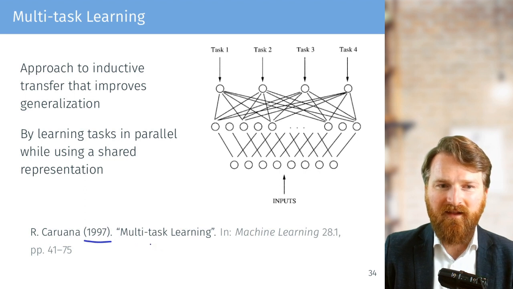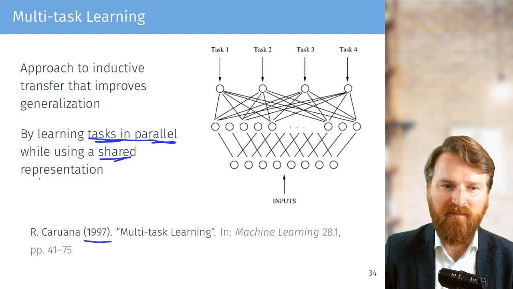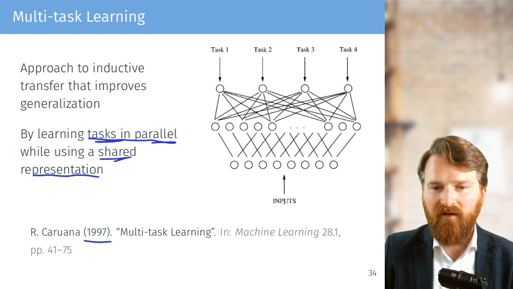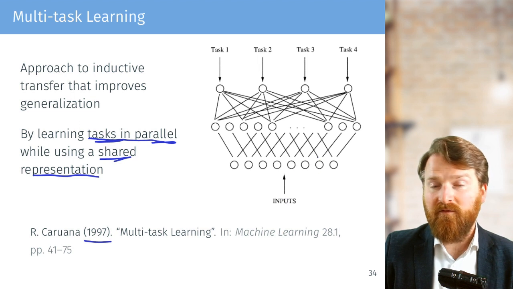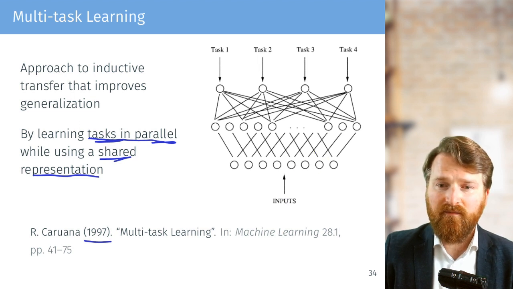Multitask learning. And what does it mean? That we can learn several tasks in parallel, and we can use a shared representation. So for example, here we have some input. These could be our words or features or whatever you have, and we have some connected architecture. And then we have 4 different tasks here.